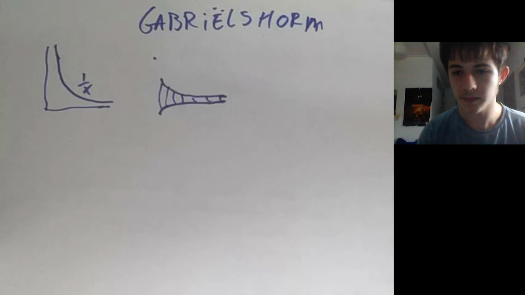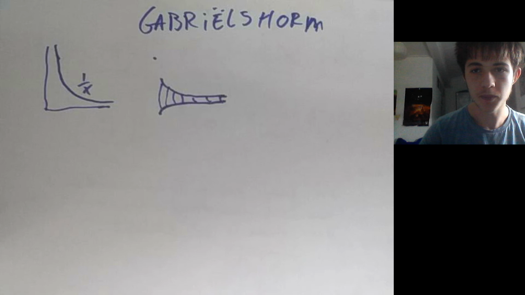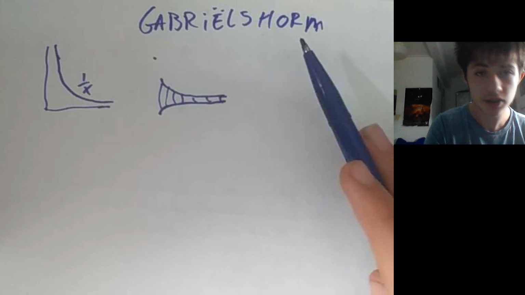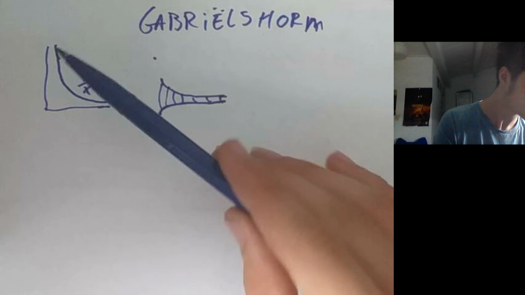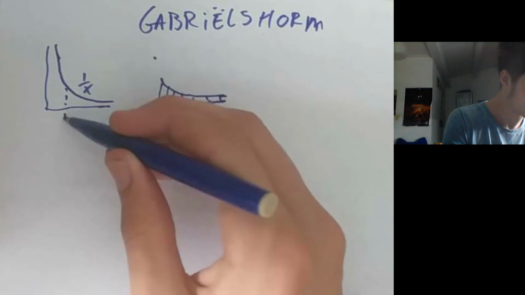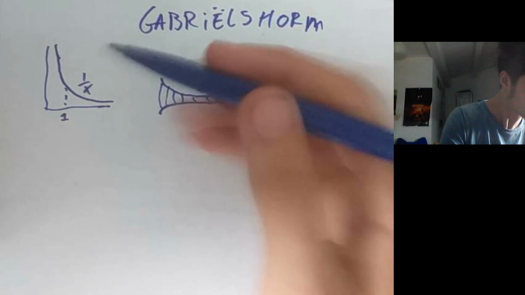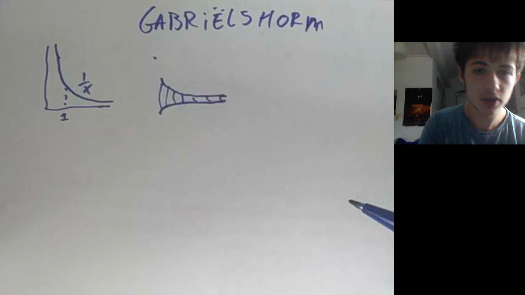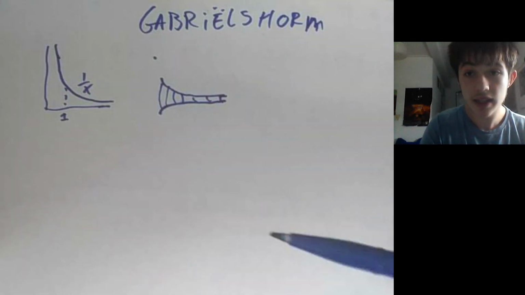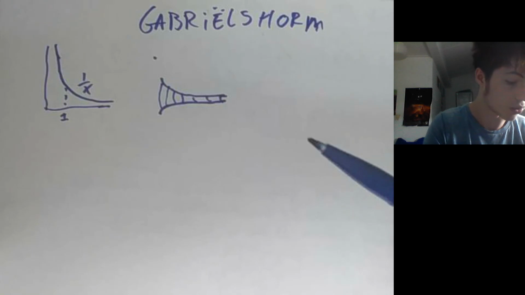Okay, hello everybody, and let me talk to you a bit about Gabriel's horn. So first, let's explain how this thing is defined. It's defined by taking the function 1 over x, and we're taking it from x equals 1 up to infinity. So this part of the function we're going to use. And then we're going to revolve it around the x-axis to get this horn.